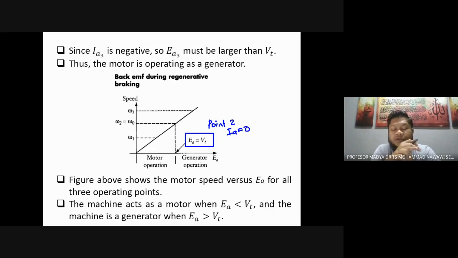So the figure above shows the motor speed versus EA for all 3 operating points. The machine acts as a motor when EA is less than VT, and the machine is a generator when EA is greater than VT.